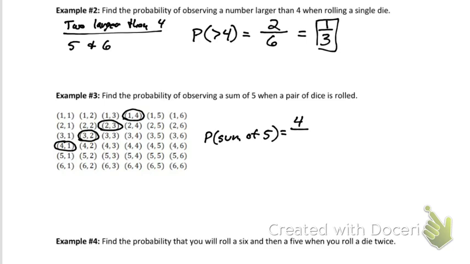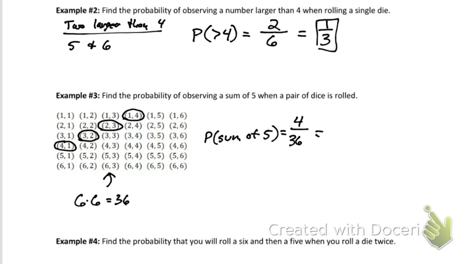out of, and how many numbers are on there? Yeah, how many of these are there? 36. Did you actually count them? No. What did you do? I just saw there were 6 rows and 6 columns. Yeah, 6 times 6. Your first row, you have 6 possibilities. Your second row, you have 6 possibilities. It's just 6 times 6 would be our total outcome, which equals 36.